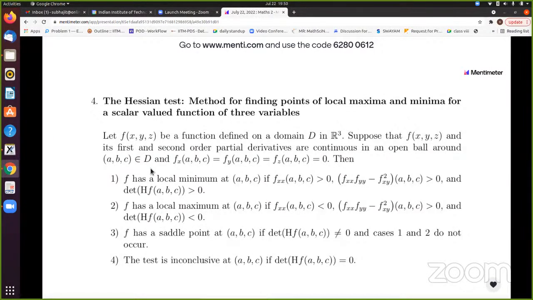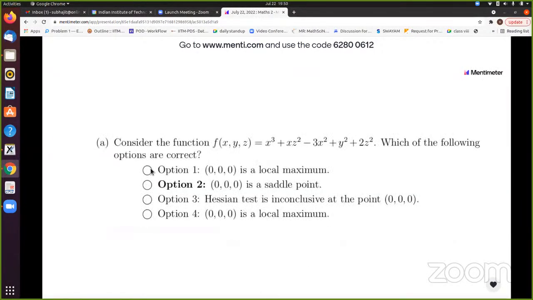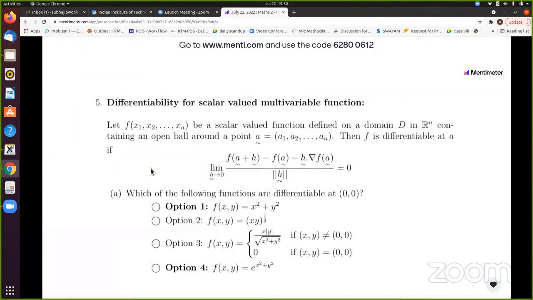Is it okay? I mean, how to approach this, right? It is basically just calculation, nothing fancy. So this is the last thing which I intend to discuss today: differentiability of a scalar valued multivariable function. Do you remember how we checked differentiability for a single variable function?